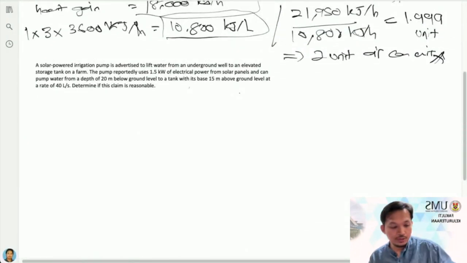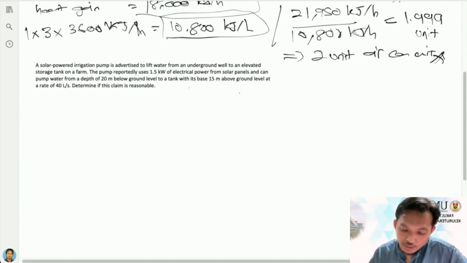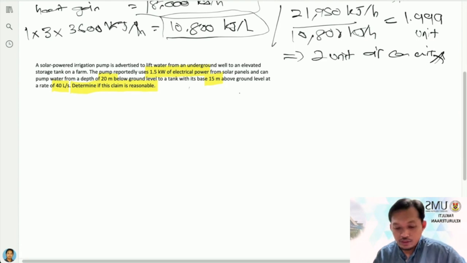A solar powered irrigation pump is advertised to lift water from an underground well to an elevated storage tank on the farm. The pump reportedly uses 1.5 kilowatt of electrical power from solar panels and can pump water from a depth of 20 meter below ground level to a tank with its base 15 meter above ground level at a rate of 40 liter per second. The question is, determine if this claim is reasonable or not.